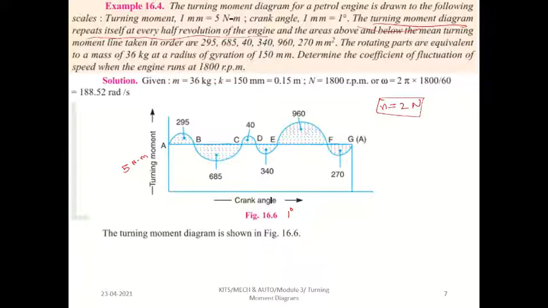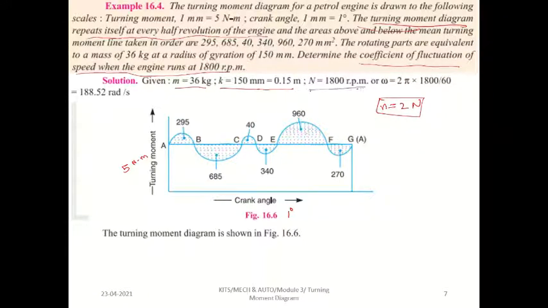So now let us write all the given data. We have to find the coefficient of fluctuation of speed. This is what they have asked us to find, CS, when the engine runs at 1800 rpm. So mass equals 36 kg. Radius of gyration, k value, 150 mm. Write everything in meters, 0.15 meter.